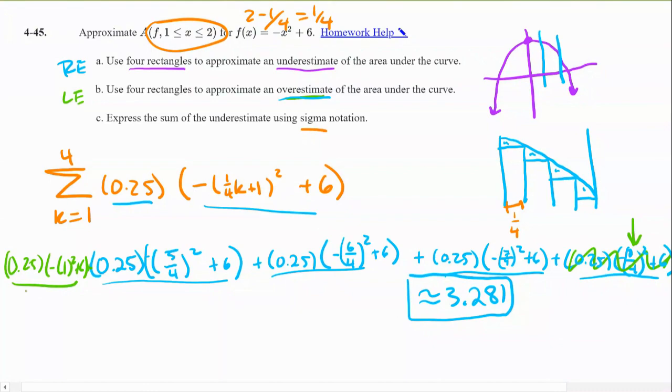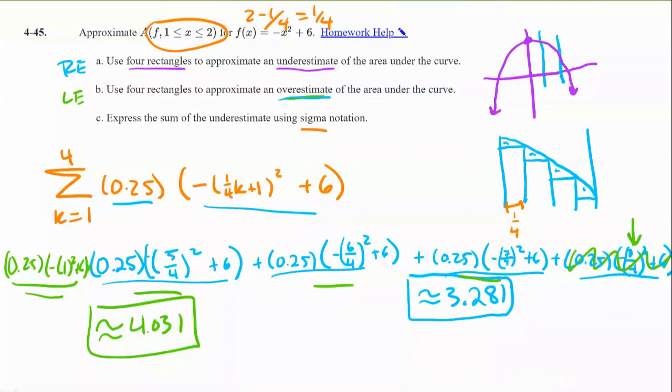So my rectangles are now 1, 2, 3, and 4. And when I add those all together, I end up getting about 4.031. Again, this is an estimate, 4.031, depending on how you round and all that. So hopefully that's about the right answer for those.